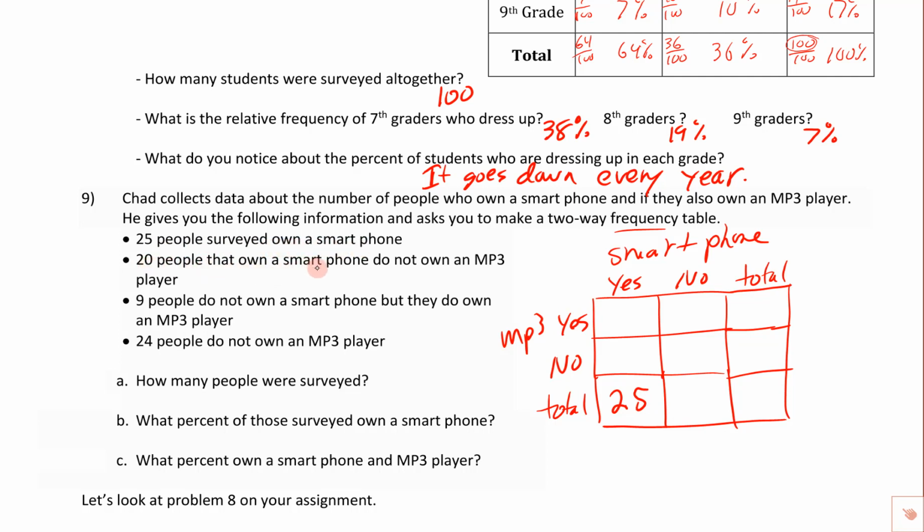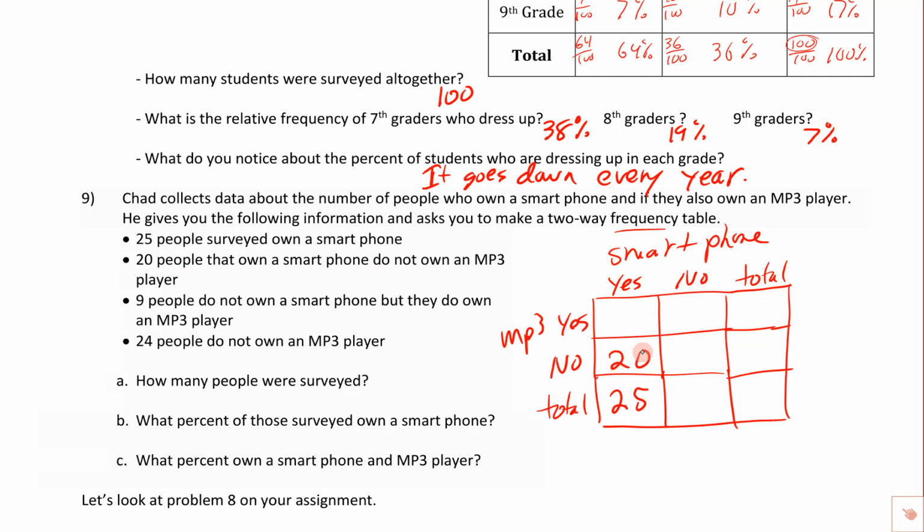20 people that own a smartphone do not own an MP3 player. So if they own a smartphone, then 20 of them do not own an MP3 player. So 20 do not, so no on MP3 player. So the 20 is going to go right here.